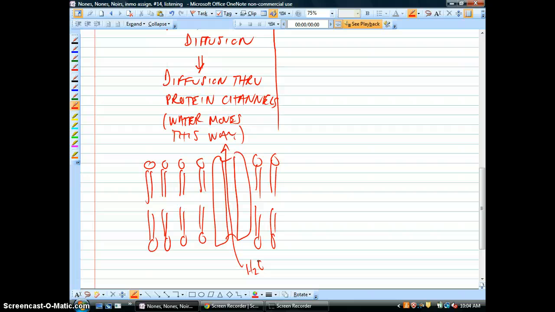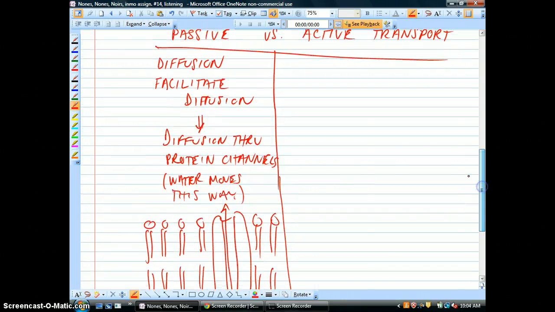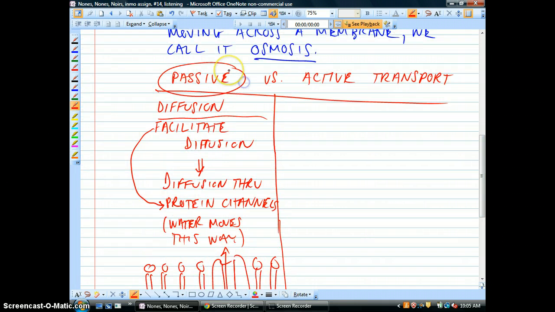Now there are things that will go right through those membranes. Small nonpolar molecules will go right through. So that is called facilitated diffusion, when it is facilitated by a protein channel. But it's still just diffusion. In other words, it still happens on its own. You follow me? That's why it's called passive transport.